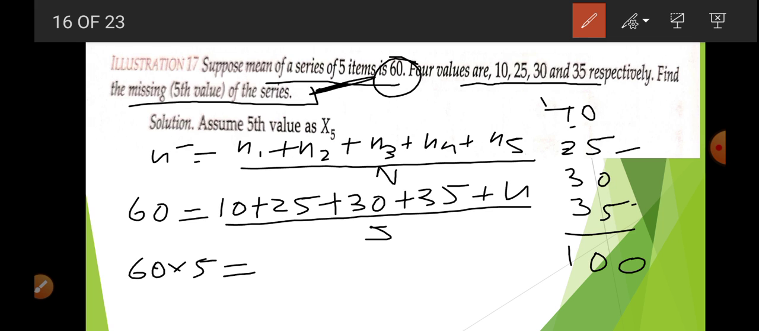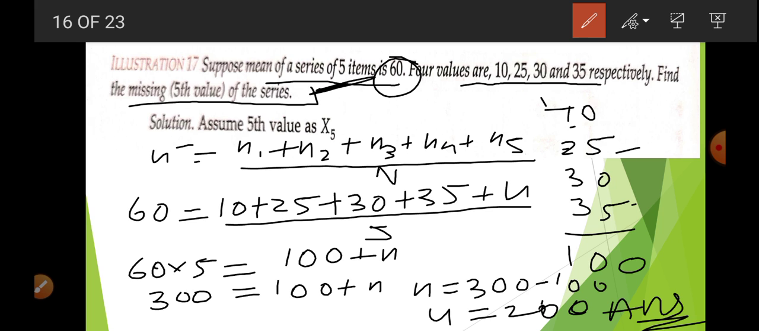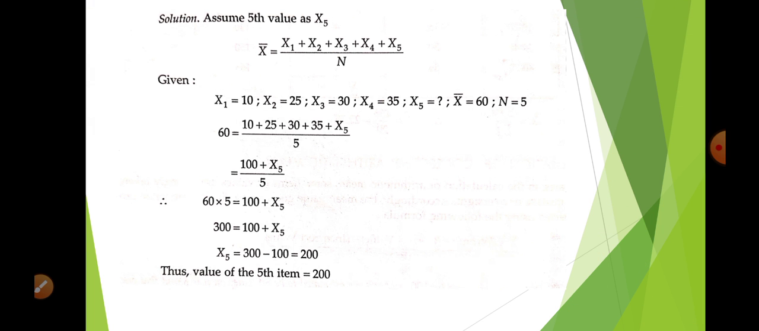Okay student? Now we will write 100 plus x, and 5 sixes are 30. So 300 is equal to 100 plus x. So x is equal to 300 minus 100, that is 200. So the value of x is 200, and that is your answer. Okay student? So in this way we calculate the answer.